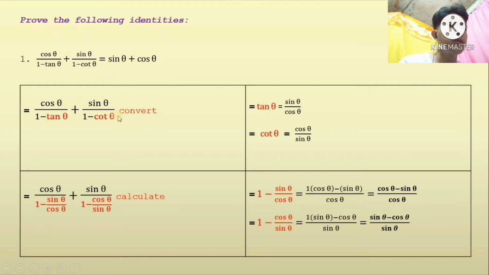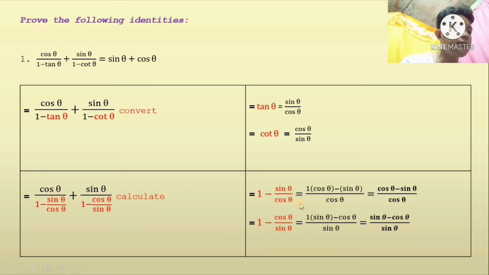So first, convert tangent theta and cotangent theta. Tangent theta is equal to sine theta over cosine theta, and cotangent theta is equal to cosine theta over sine theta. So our equation will be cosine theta over 1 minus sine theta over cosine theta, plus sine theta over 1 minus cosine theta over sine theta.